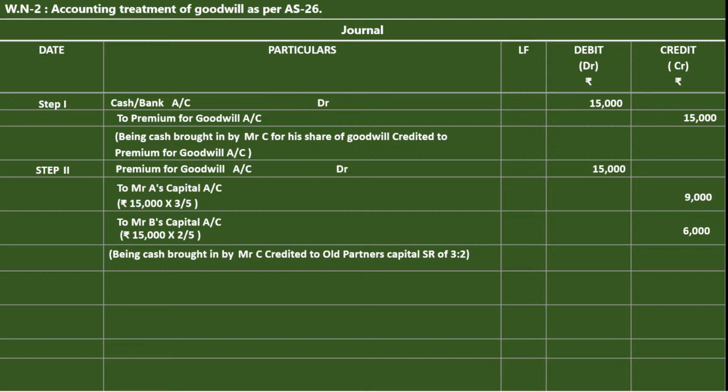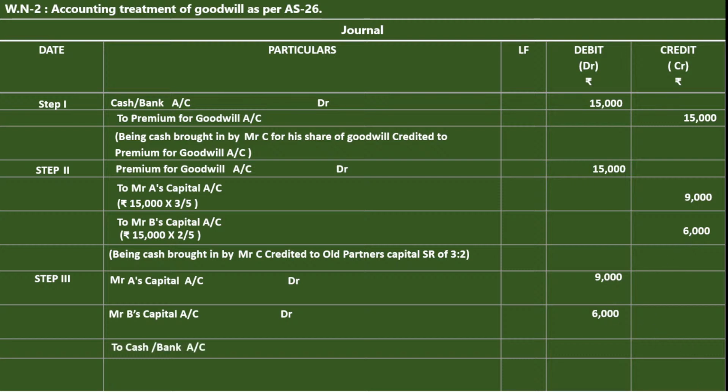Okay. So when the new partner brings the cash for goodwill, we have to follow two steps, step number 1 and step number 2. Now, if in the question the goodwill amount is withdrawn by the sacrificed partners, step number 3 is required. Mr. A's capital account debit, personal account, debit the issuer, 9,000. Mr. B's capital account debit, personal account, debit the issuer, 6,000. This 9,000 is from here. This 6,000 is from here.